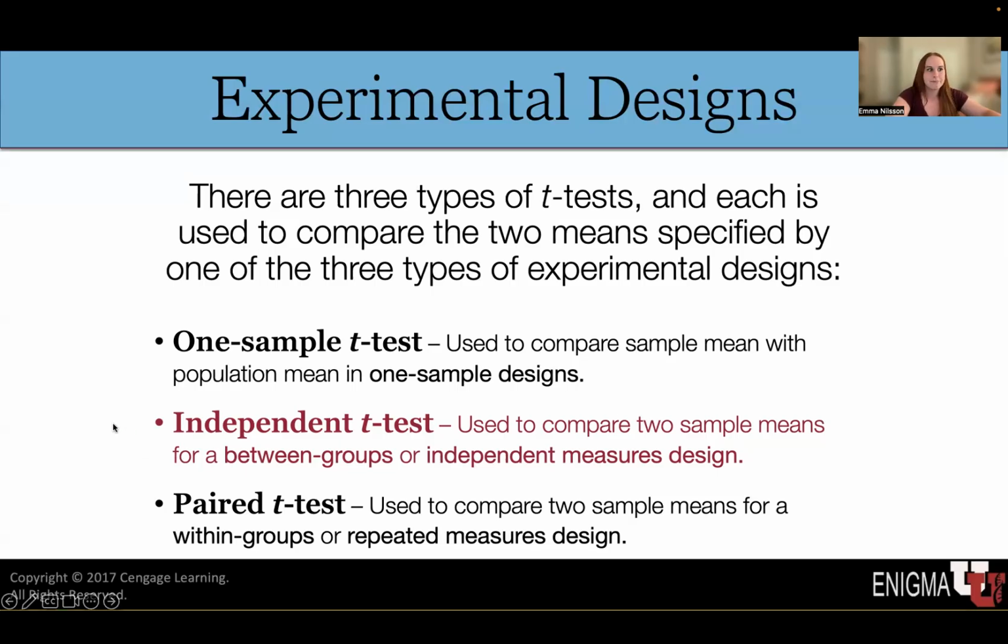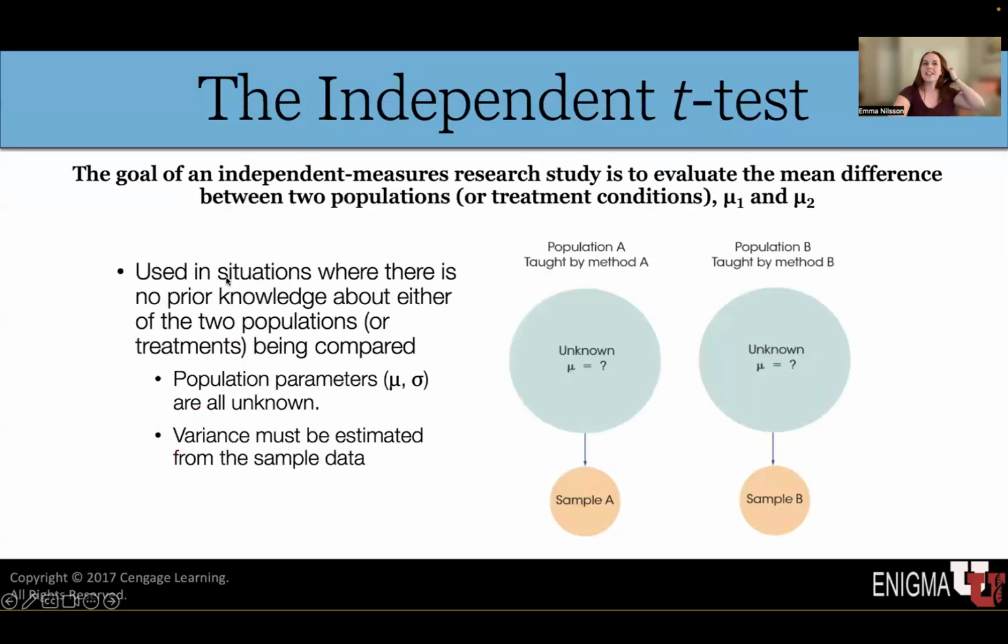So for the rest of this lecture, like we said, we're just going to focus on the independent t-tests. So the independent t-test, its goal, the goal of an independent measures research study in which we would use an independent t-test, is to evaluate the mean difference between 2 populations or treatment conditions. And we'll differentiate them with the mean from population 1 being called mu1, and the mean from population 2 being mu2. A little shout out for the Pokemon fans in here.